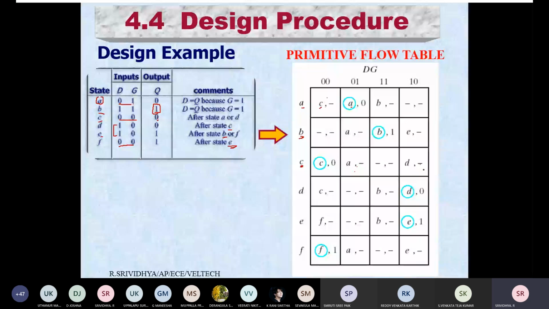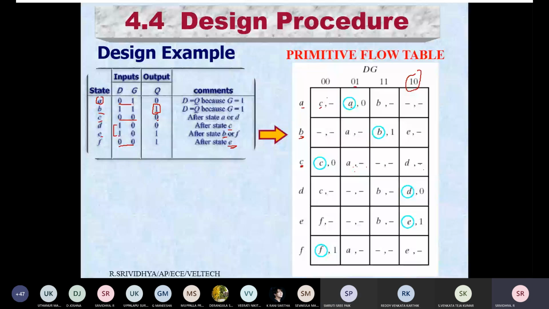So it is 0, 1. If it is 0, 1, what will be the value? If it is 0, 1, A. A comma dash. And if it is 1, 0, D and E both are there.